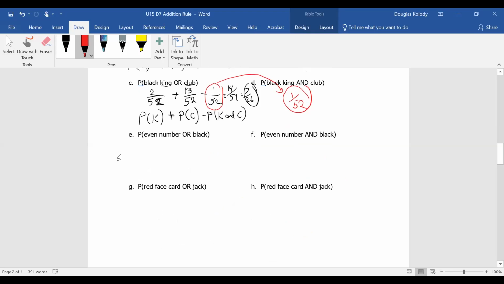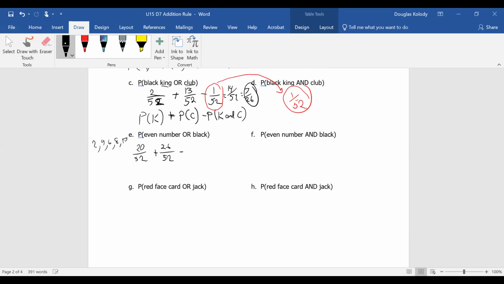Two more problems like this, and I'll call it a lesson. An even number or a black card. All right, even numbers are 2, 4, 6, 8, and 10. And there's 4 of each of those. So 4, 8, 12, 16, 20. So that's 20 out of 52. Or means plus. How many black cards are in the deck? Half the deck is black, so 26 out of 52, minus.